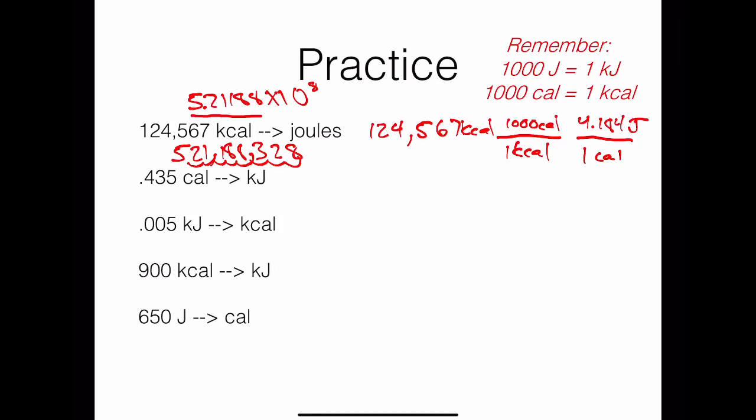For the second one, we're starting with 0.435 calories, and we're converting that to kilojoules. So we're going to put calories on the bottom, joules on the top, and we know for every 1 calorie we have 4.184 joules. And then we can convert from joules because we know that there are 1,000 joules in 1 kilojoule. And in this case, again, putting this in your calculator, you're going to enter 0.435 times 4.184. Those numbers are both on the top. And then you're going to divide by what you see on the bottom. So 4.184 divided by 1,000.